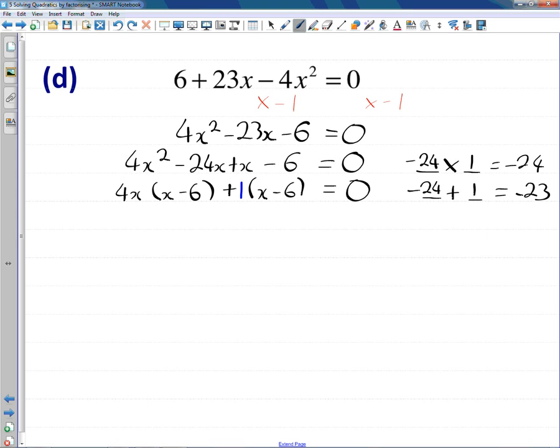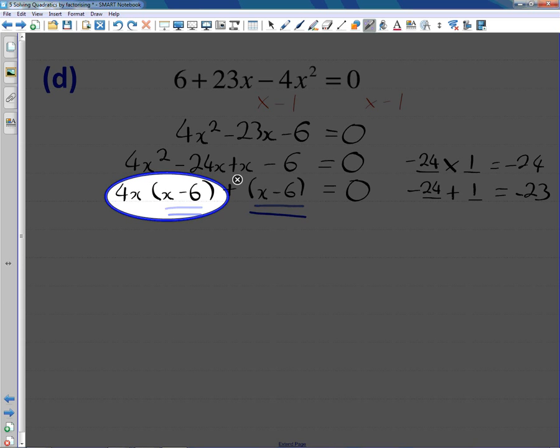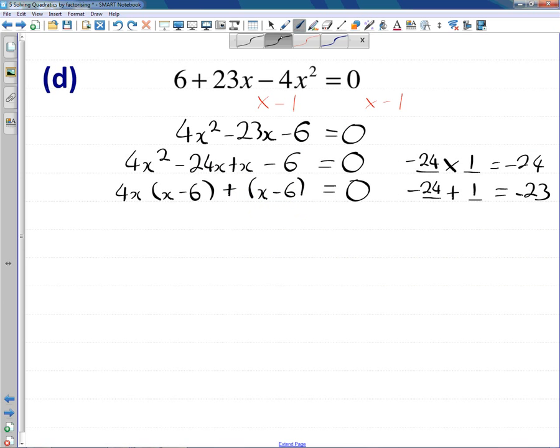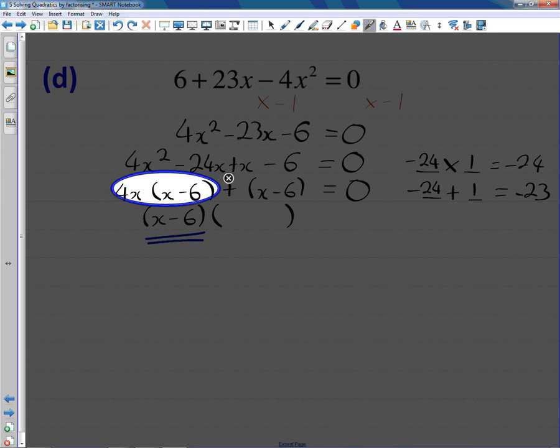I suppose we get that, but don't worry, it does appear to work. We have got what we are hoping to get, the same bracket here. So view this as one term and view this as another term. So x minus 6 goes into both. Now x minus 6 is your start point. Ask yourself, what do you times that by to get that?